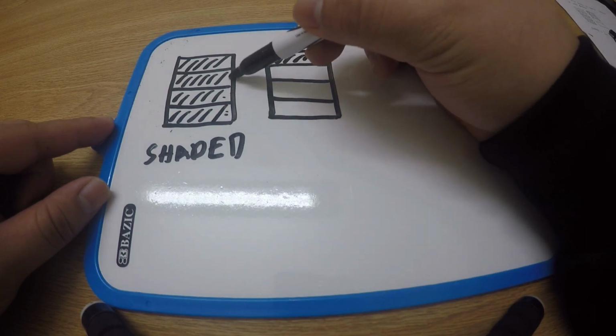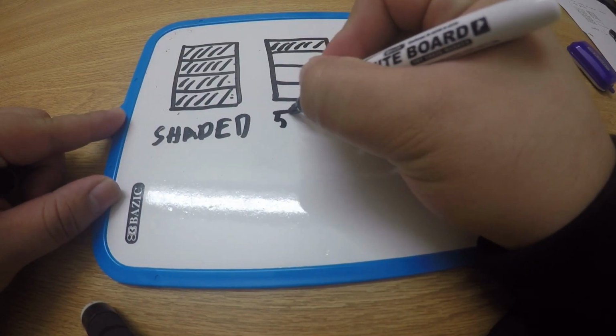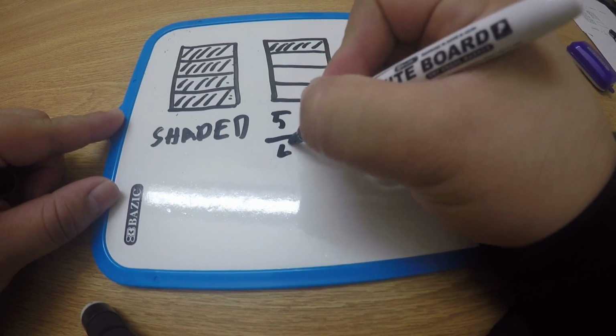for the shaded part, your numerator is how many shaded parts you have on the diagram. So for example, your shaded part is 1 2 3 4 5. So 5 for the shaded part is going to be your numerator. So that's going to be 5 over 4. So that's going to be your fraction for the shaded part.